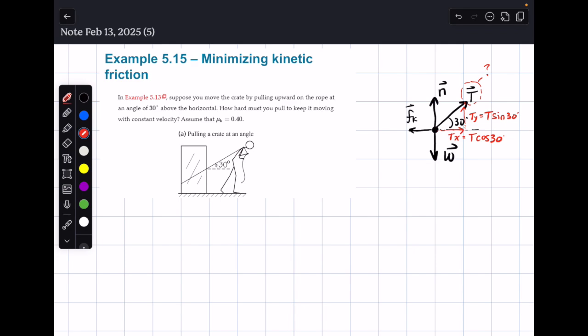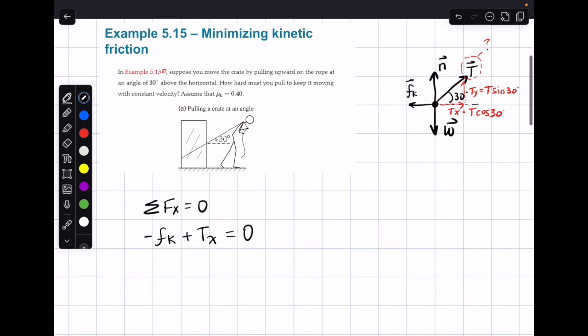So let's set up our Newton's first law, right? Because it's moving at a constant velocity, so it's in equilibrium. So we're going to apply Newton's first law. Sum of all the forces in the x are going to equal 0. So what are all those forces in the x? Well, we have our negative Fk, and then we have our tension in the x direction, which is positive. And that's about it for the x direction. So Fk, we know its form, right? Its form is mu k times the normal force. And so let's leave it like that for now.